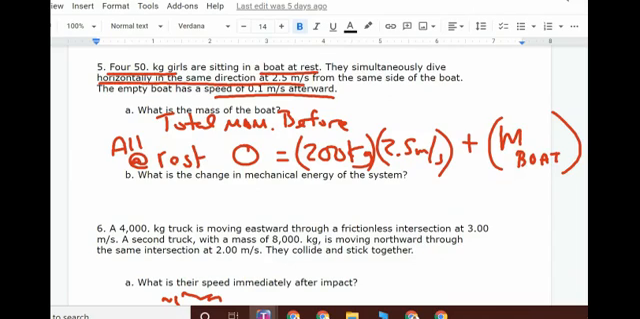500? Yeah, 500. Bring it on this side. Oops, my bad. What did I do wrong here? How could I get a negative mass? I did something wrong, did you?